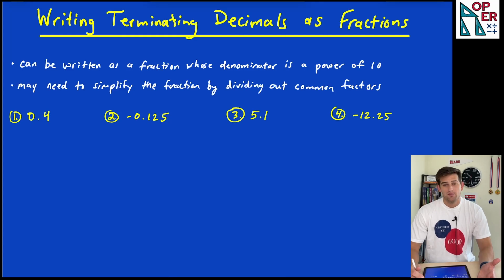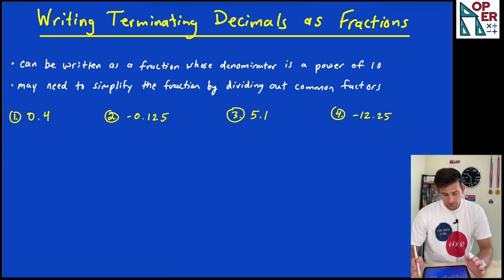In a previous video, we talked about how we can write fractions and mixed numbers as decimals. And we said that for rational numbers, there's two types of decimals. There's those that terminate, and there's those that repeat. Well, in this video, let's focus on how we can write a terminating decimal as a fraction, okay?